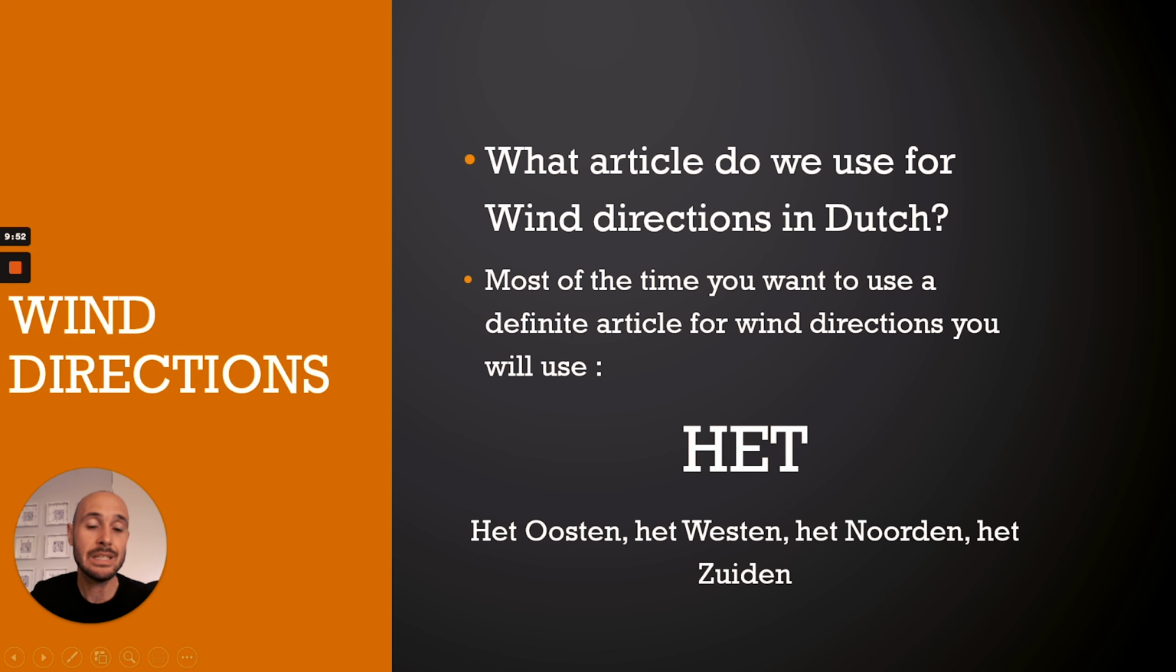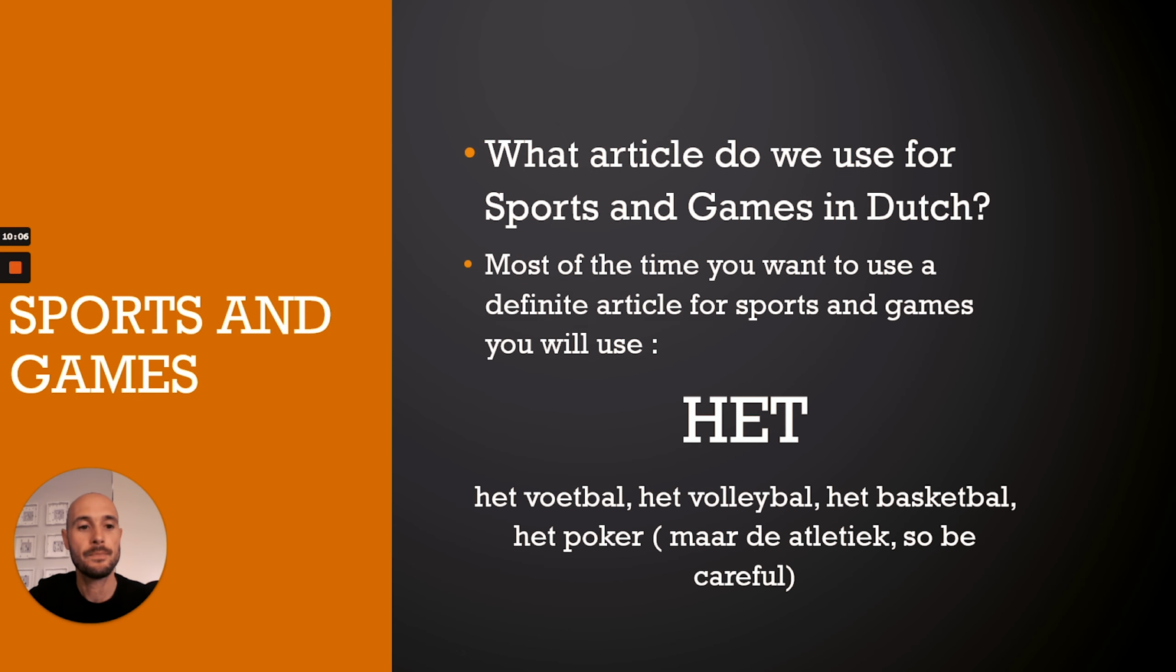Okay, and then we continue, and then we're speaking about wind directions. Wind directions, north, south, west, east, will always be with het. Het oosten, the east, het westen, the west, het noorden, the north, het zuiden, the south.